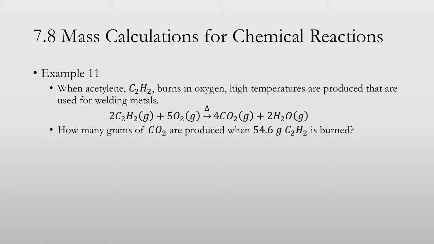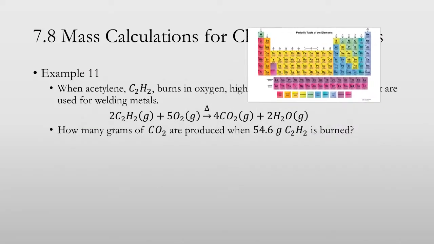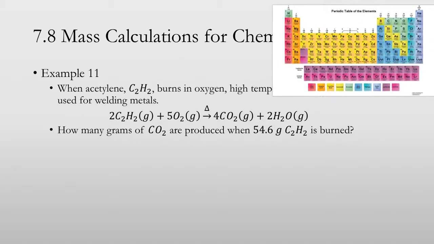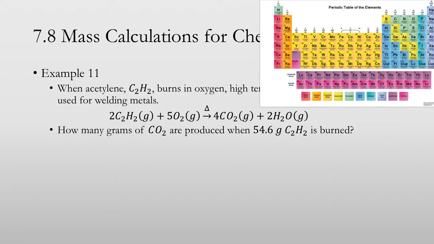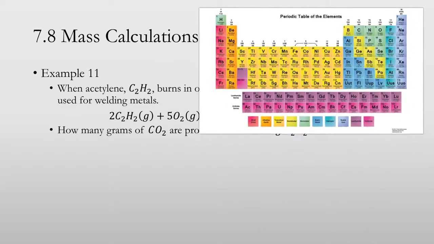So it says here, how many grams of CO2 are produced when 54.6 grams of acetylene is burned? So if we're especially going from the mass of one species to the mass of another, we will absolutely need to know the molar mass of every molecule that is involved in this question. So that means we need this periodic table. And so what we actually are using here, we have CO2 and acetylene. How many grams of CO2 are made when a certain amount of acetylene is burned? So we need carbon, oxygen, and hydrogen molar masses.